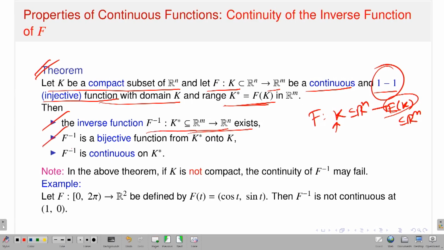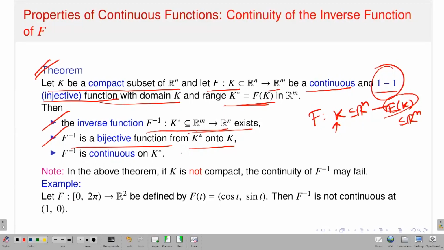Number 2, F inverse is a bijective function from K star to K. Injectivity on K is given. Considering the image set F of K, the range denoted K star, the function is injective and bijective from K to K star. Therefore the inverse function exists, and it is also bijective from K star to K. Moreover, F inverse is continuous on K star.